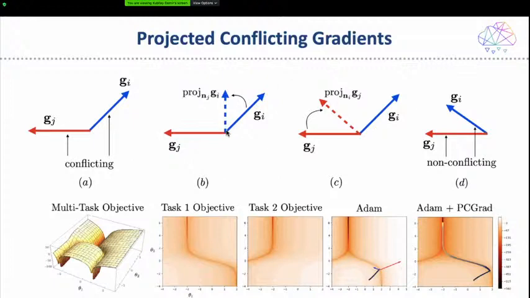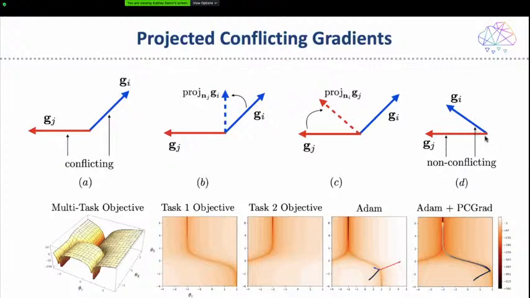So the normal plane of this GJ would be here, and then they would project the GI on this plane. And in the following figure, they show projecting the GJ on this plane horizontal to GI. And then you'll end up having some gradients, and they are not the actual gradients. So this is just an example where they are not conflicting anymore.